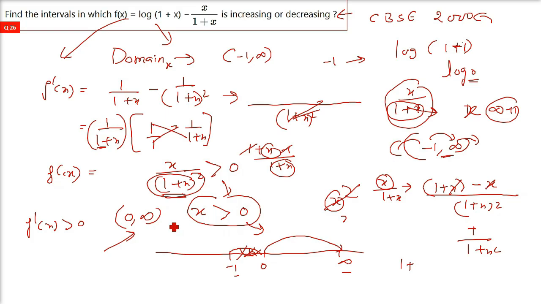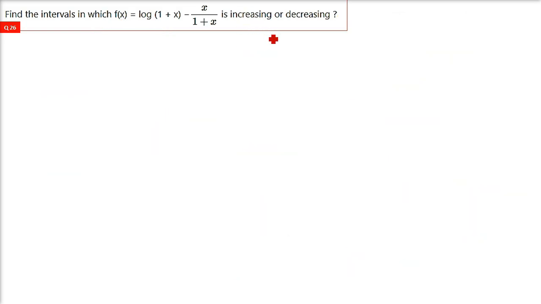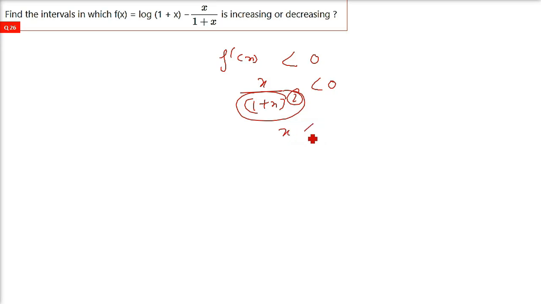But what about the less than? Decreasing. We have to tell the interval also. Now we have come to the decreasing one. So f dash x should be less than 0. So x by (1 plus x) whole square should be less than 0. Now this (1 plus x) whole square, anything with square, cannot be 0. See, even power will always give you positive sign. So it is only giving x less than 0. The numerator has to be 0, then only this whole will be 0.